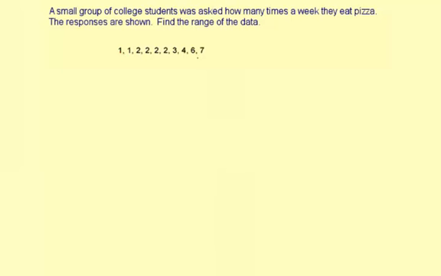So the range of the data, that's simply the difference between the smallest number and the biggest number. So all I have to do is 7 minus 1 equals 6, and that is the range of the data, the difference between the smallest number and the largest number.